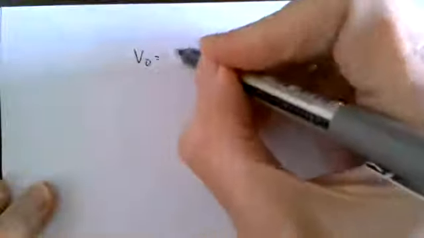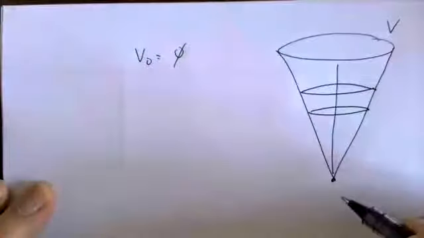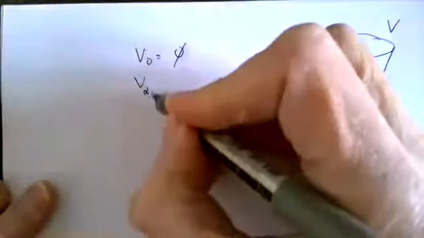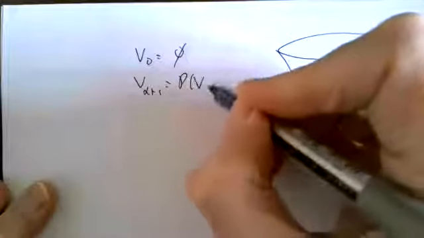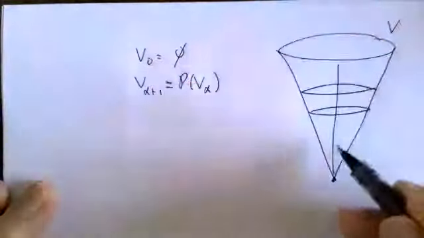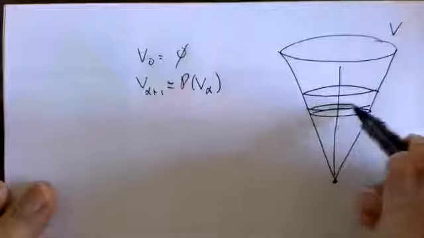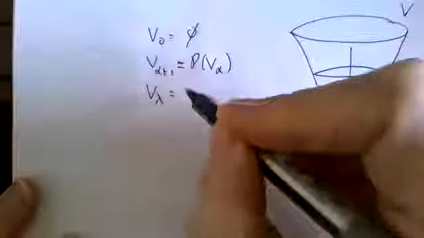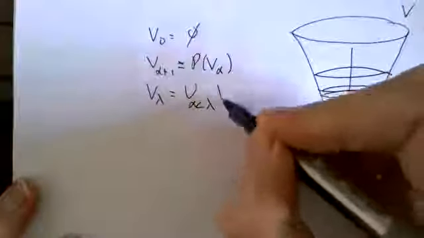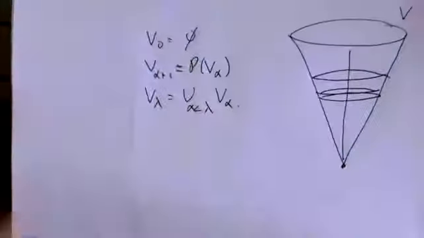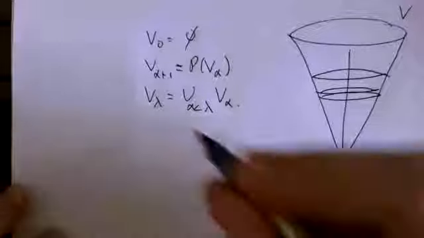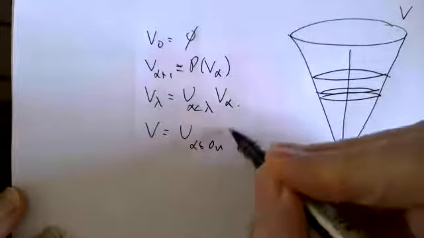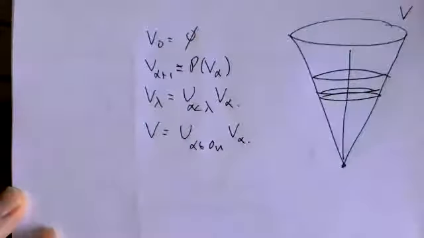And this we did by starting off at the empty set. We construct everything out of the empty set. Each next level is the power set of the one below. And at a limit stage, we take the union. And then our universe of sets is everything that I can get in this way.